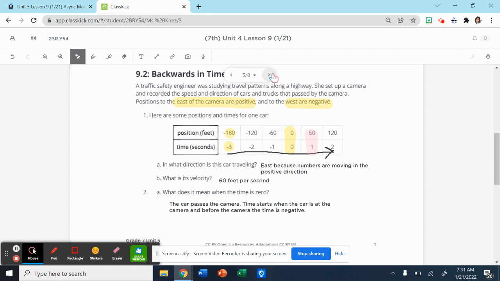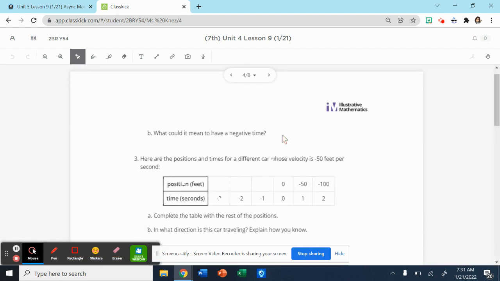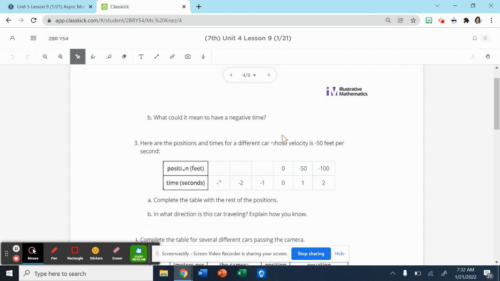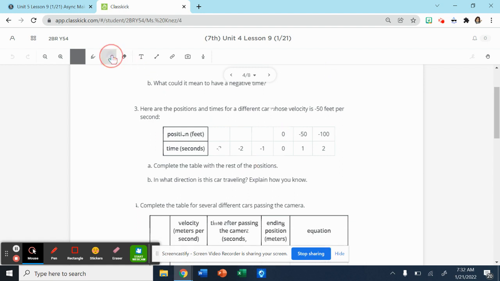All right, if you haven't finished questions 1 and 2, you can pause. Otherwise, here's slide 4. Question B says, what does it mean to have a negative time? And we kind of covered that in the answer to the last question, which is that's the time before the camera starts moving. I want you to go ahead and try question 3. Here are the positions and times for a different car whose velocity is -50 feet per second. So we can see that after 1 second, moving -50 feet. So go ahead and pause this video and give question 3 a try.